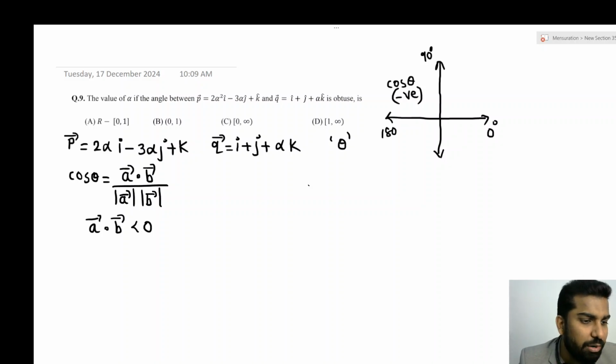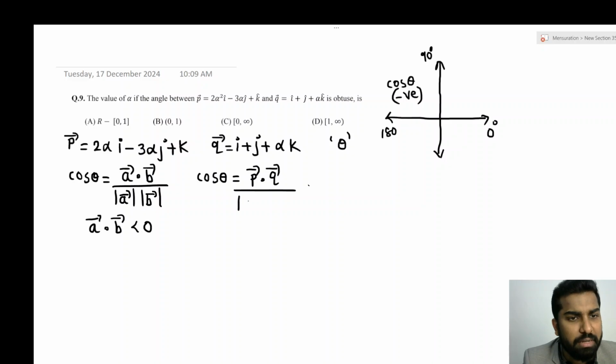So now just evaluate the value of a dot b. Take the dot product between these two. Here cos theta is a dot b by magnitude of a into magnitude of b. This is the standard formula. But in this case p and q are given, so cos theta you can write as p dot q divided by magnitude of p into magnitude of q. That's fine. So here we are having p dot q must be less than 0 because theta is an obtuse angle, right? So we have to evaluate the value of p dot q.